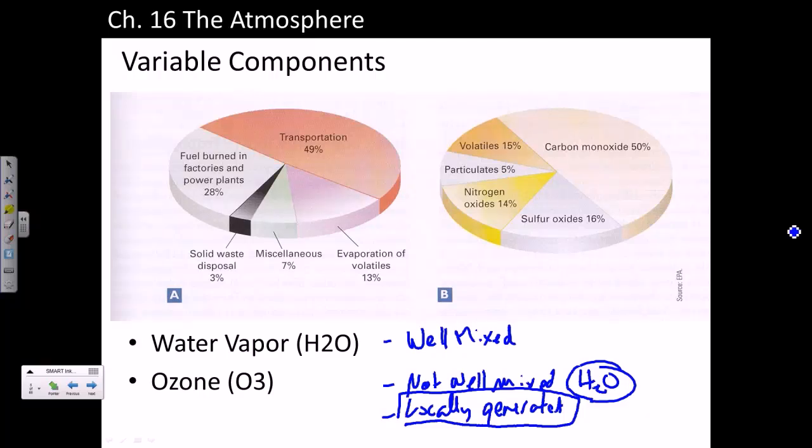Fuel burned in factories and power plants makes up another quarter or so, a little bit more. And then we have miscellaneous things like solid waste disposal, which tends to result in the production of methane as materials biodegrade or degrade within landfills. And then evaporation of volatiles. Volatiles come in a lot of different forms, but the simplest one you might be most familiar with would be something like paint thinner or acetone. Anything that someone uses, for instance, to thin out various kinds of paints.